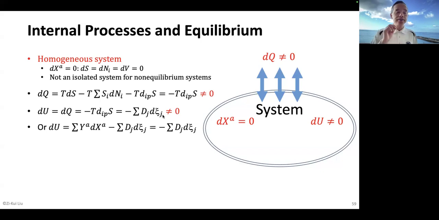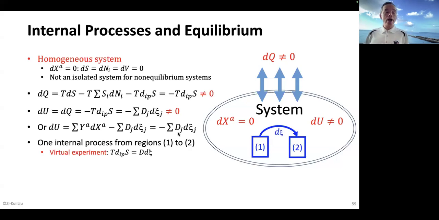Then we can identify this. We can also obtain it directly from the combined law. So dU equal to the sum of Y_A dX_A minus the summation of D_j d xi_j. The dX_A are all equal to 0, so I have the second term left. So it's the same equation here.